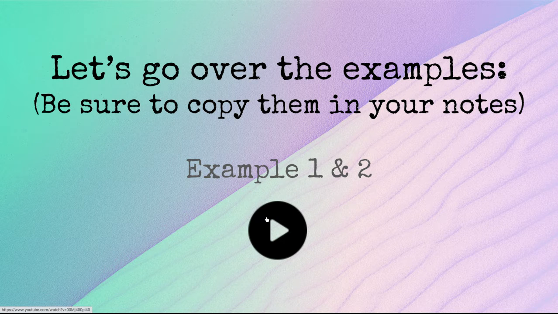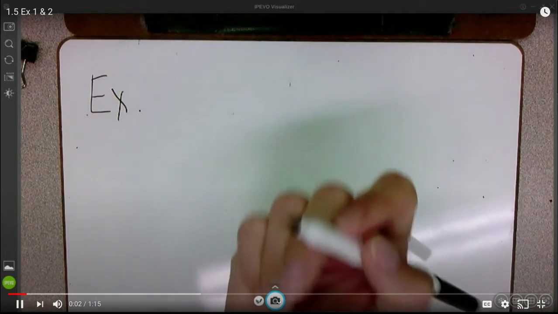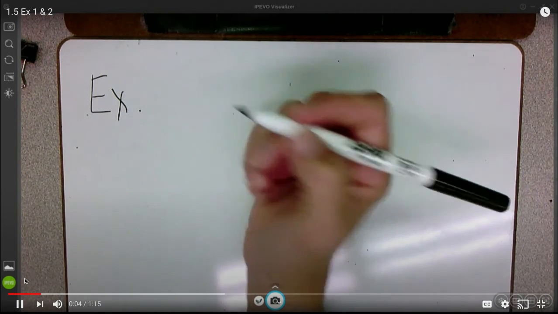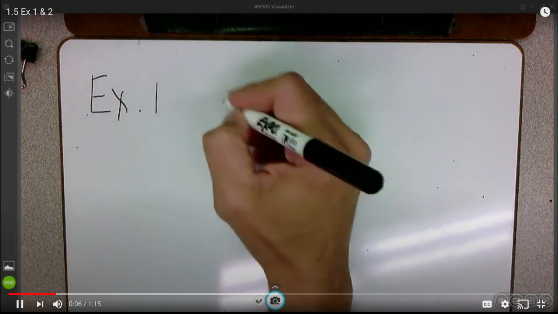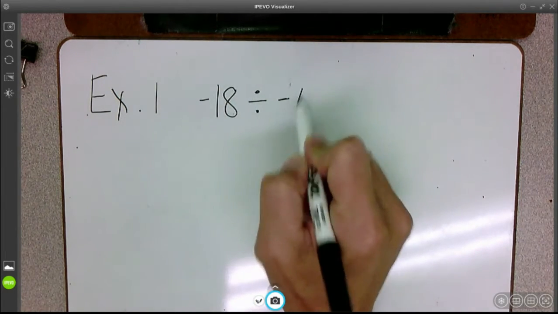So let's go over the examples here. Be sure to copy them in your notes, and we'll start with example 1 and 2. Give it just a second here to load. We're going to start with example 1, and this is going to be your basic dividing integers with the same sign. So example 1 is going to be negative 18 divided by negative 6.